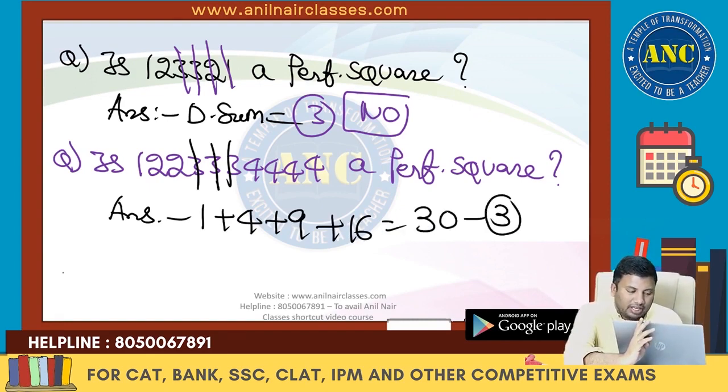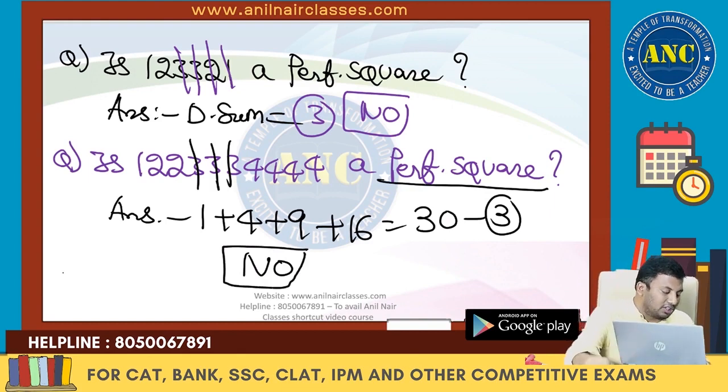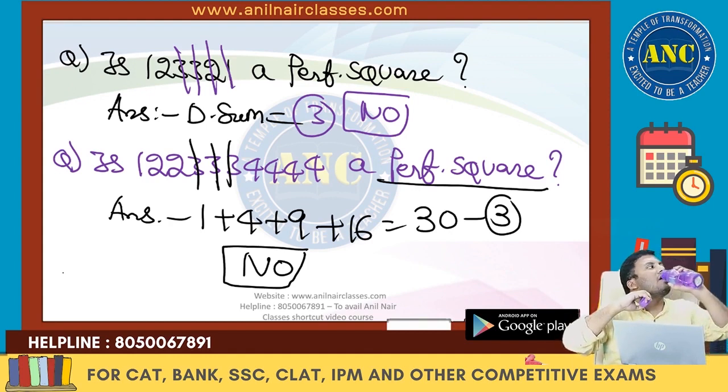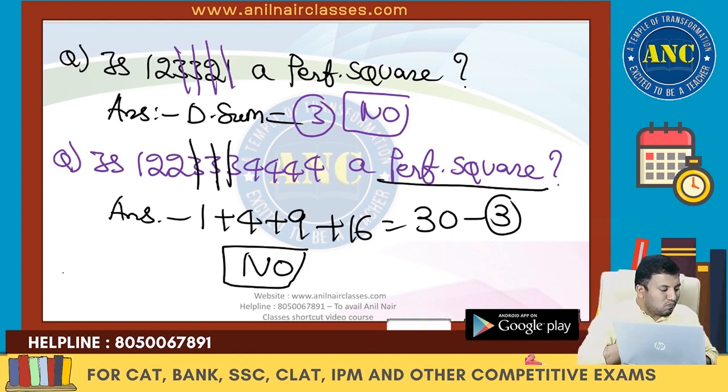Digital sum 3. Digital sum for a perfect square is 1, 4, 7 or 9. So the answer for this question is no. Please write down 2 more concepts, otherwise it will be incomplete.